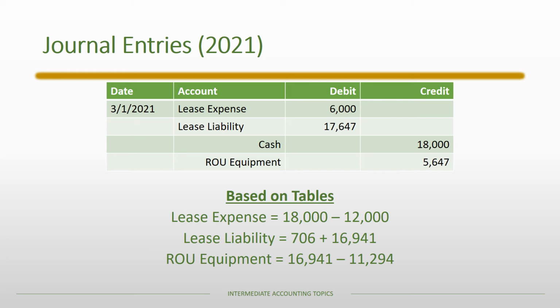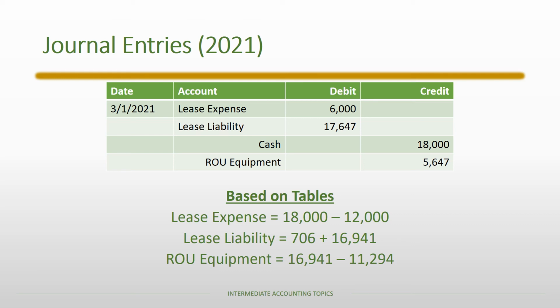$16,941. We also have to amortize the remaining equipment amount, which the total was $16,941. We previously amortized $11,294, which means that we need to amortize $5,647 in the 2 months, basically January and February of 2021.